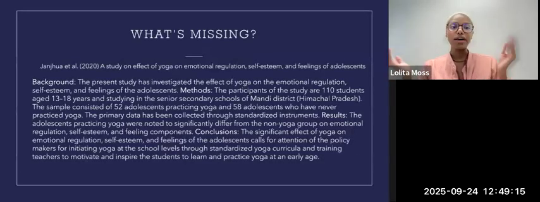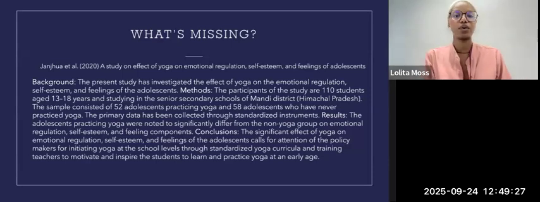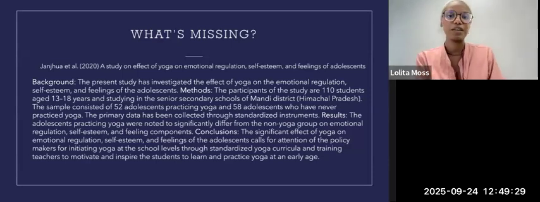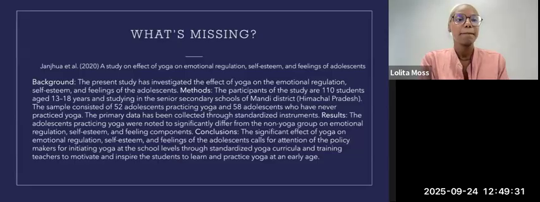Okay, so what is missing from this abstract? Please read it. I'm going to read it out loud. And then if somebody wants to either unmute or just throw it in the chat, I would love that. This is a study on the effect of yoga on emotional regulation, self-esteem, and feelings of adolescence. Background. The present study has investigated the effect of yoga on the emotional regulation, self-esteem, and feelings of the adolescents.